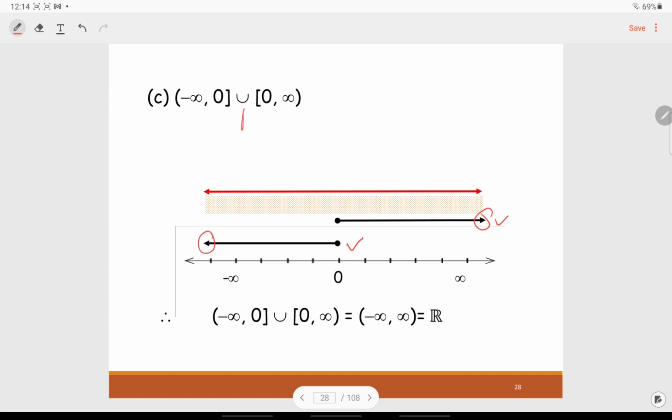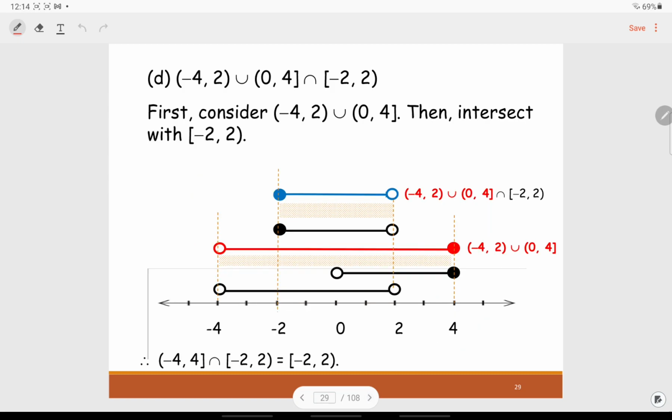Because the question asks you for the union, the combination, the whole area covered by both lines, we have this area. Because on the left side we have an arrow, we put an arrow. Because on the right side we have an arrow, we also put an arrow. Don't forget to put your final answer. The final answer is from negative infinity to infinity, which can also be simplified as the set of real numbers.